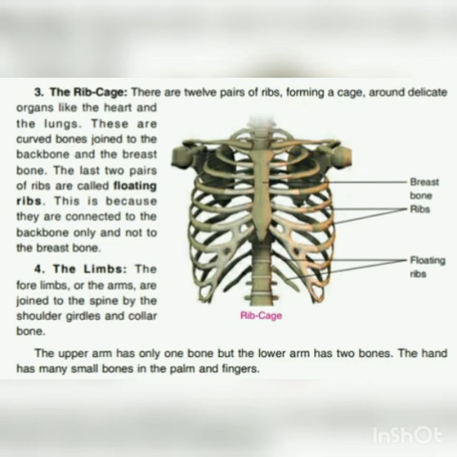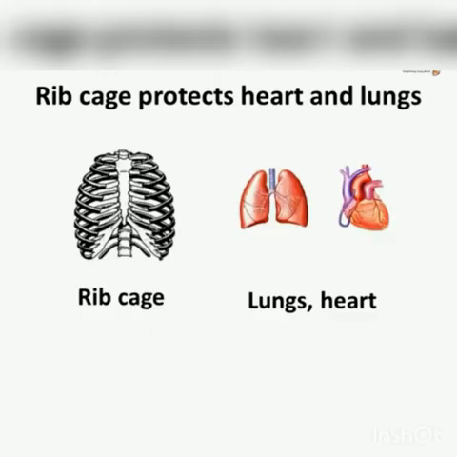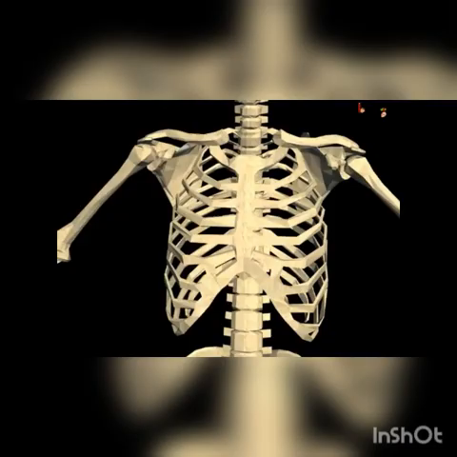Next is the rib cage. There are 12 pairs of ribs forming a cage around delicate organs like the heart and the lungs. These are curved bones joined to the backbone and the breastbone. The last two pairs you can see in the picture of ribs are called floating ribs. This is because they are connected to the backbone only and not to the breastbone. This picture can clarify the concept of the rib cage.